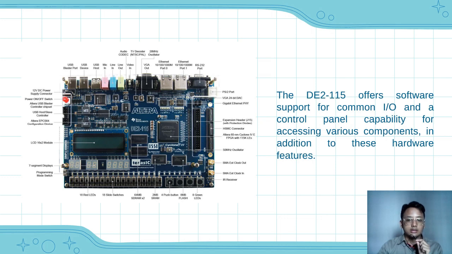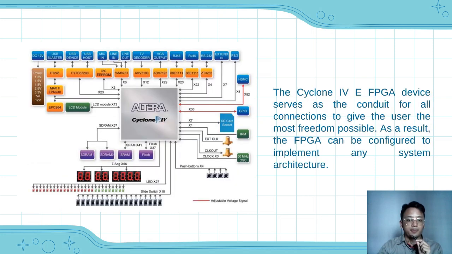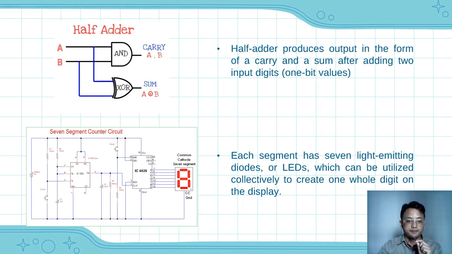The DE2-115 offers software support for common I/O and a control panel capability for accessing various components, in addition to these hardware features. Next, you will see the block diagram for the Altera. The Cyclone IV E FPGA device serves as a conduit for all the connections to give the user the most freedom possible. As a result, the FPGA can be configured to implement any system architecture.